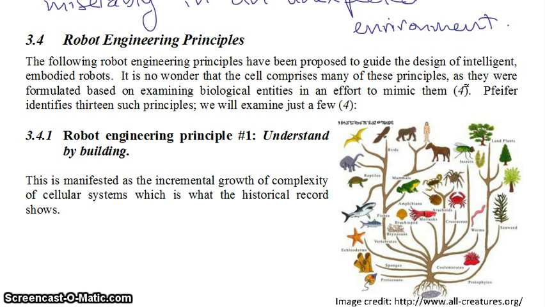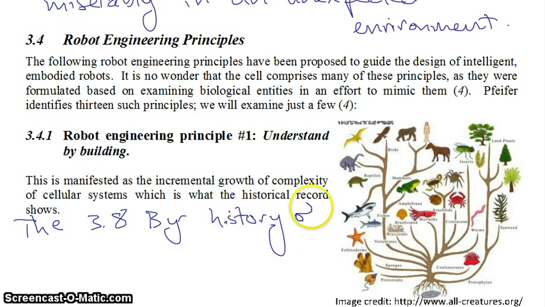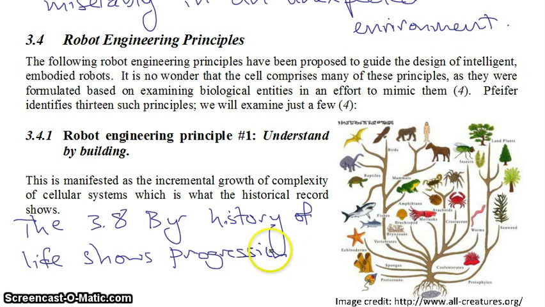So of course this is manifested as the incremental growth of complexity of cellular systems, which is what the historical record shows. So exactly the 3.8 billion year history of life shows progression from simple to complex.